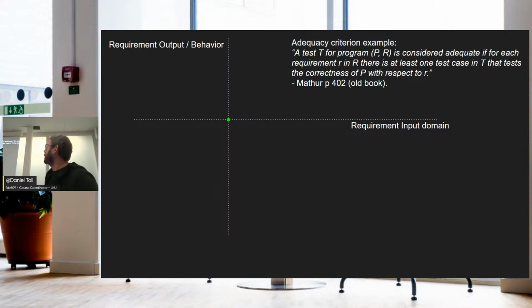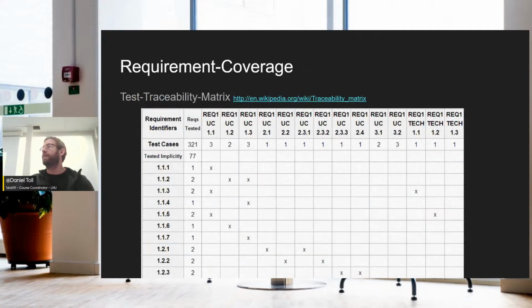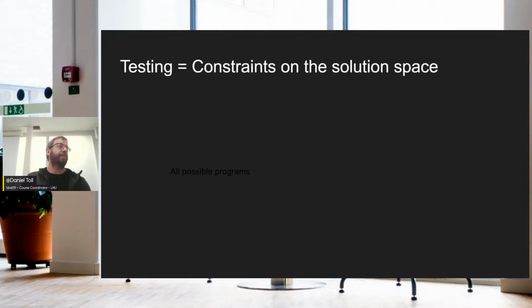A test set T for a program P with requirements R is considered adequate if for each requirement in R there is at least one test in T that tests the correctness of P with respect to R. Such a nice way of expressing oneself. This really means that if we have a requirement, we should have at least one test per requirement, right? So this is very similar to this thing, or this, where we create traceability between requirements and tests.